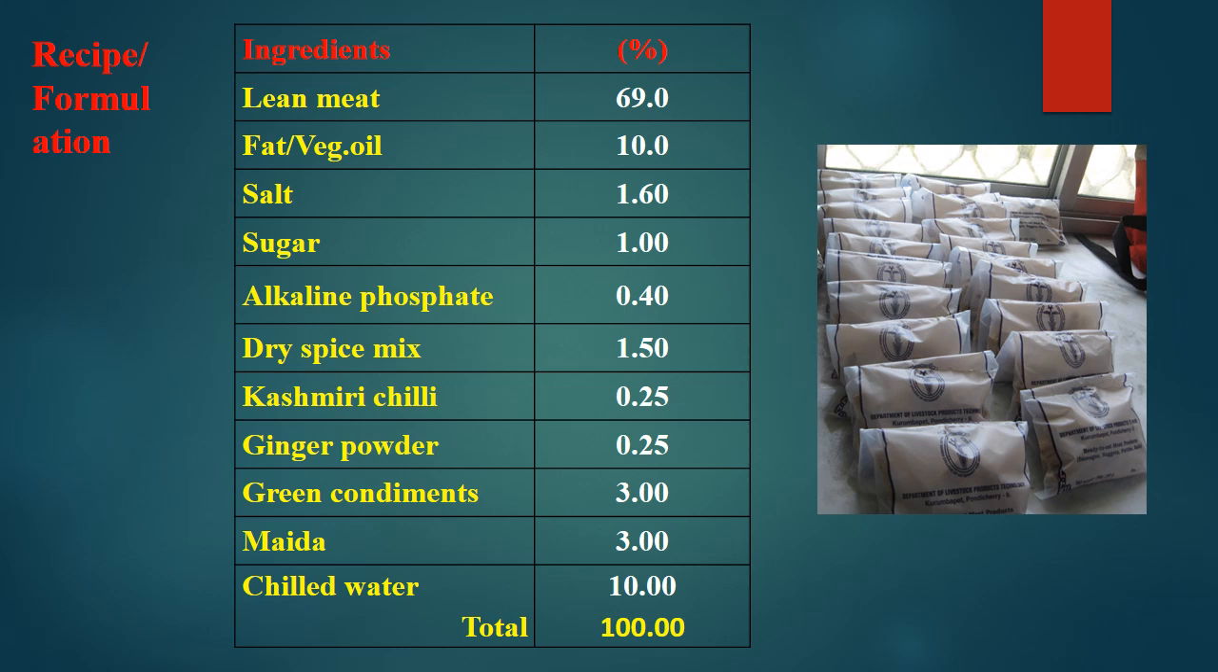In this case, lean meat is about 69%, fat or vegetable oil 10%, salt 1.6, sugar 1, phosphate 0.4, spice mix 1.5, Kashmiri chili for flavor and color 0.25, ginger powder 0.25, green condiments containing onion and garlic together about 3%, maida as a binder 3%, and chilled water about 10%. So this is the recipe. The total makes 100. Roughly we can make a batch of 10 kg, for which we should calculate each of these items and make them ready.